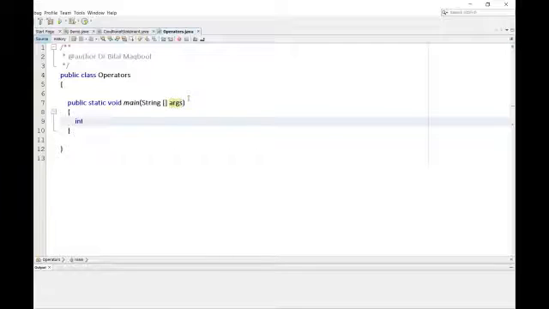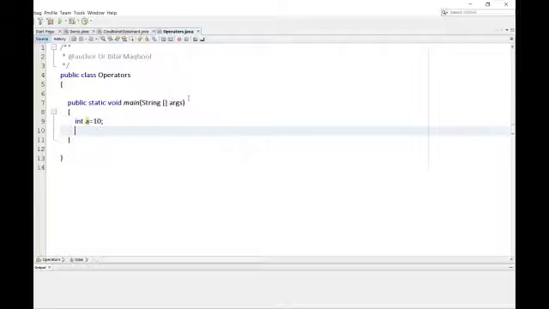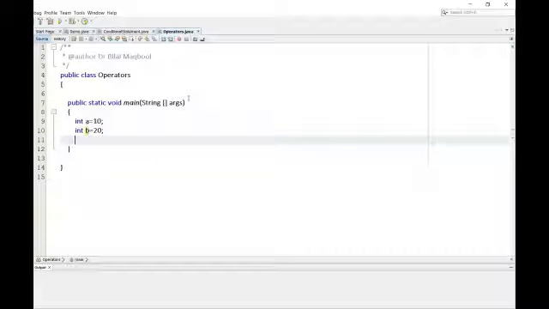Say for example we are writing int a equal to 10, and int b equal to 20. In order to demonstrate each and every operator, we have taken two variables, a equal to 10 and b equal to 20. We are going to see each and every category of operators that we have, like increment, decrement, modulus operator, division operator, and all of these operators.